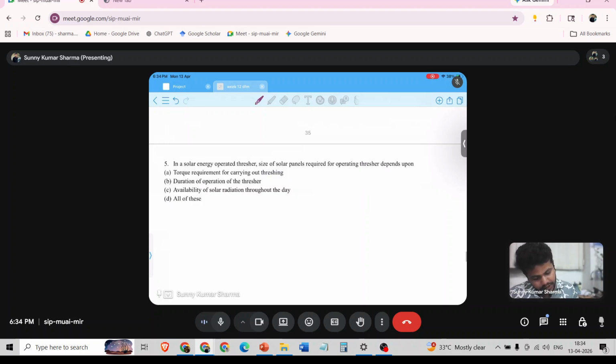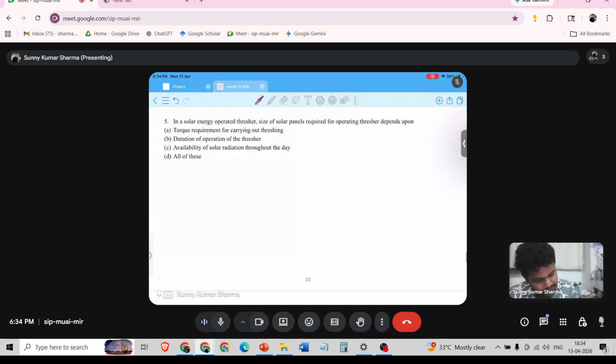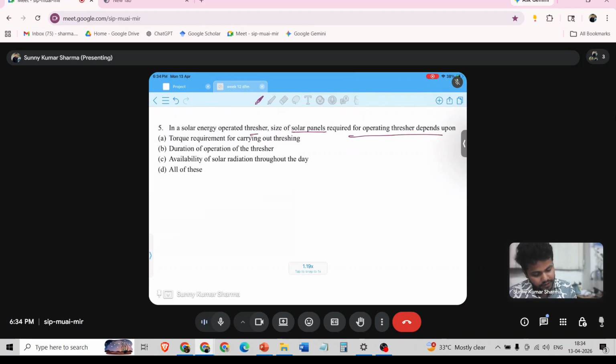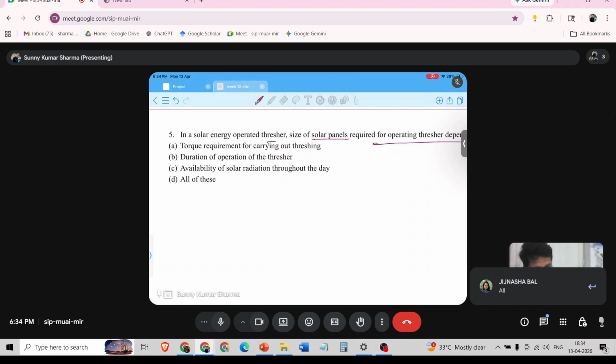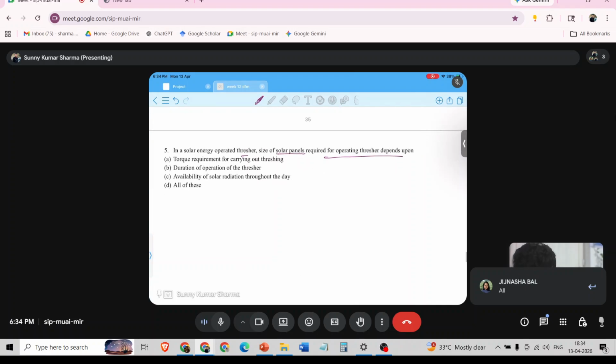So next question is, in a solar energy operated thresher, size of solar panels required for operating the thresher depends on. So this is all of the above. Yes, it will depend on torque requirement for carrying out threshing, duration of operation of thresher, and availability of solar radiation throughout the day.